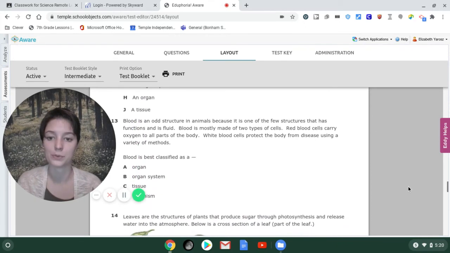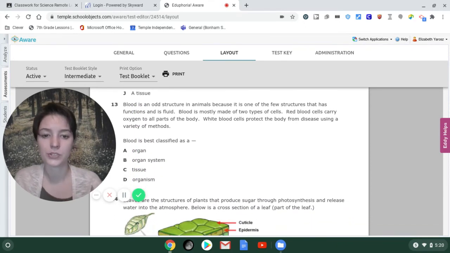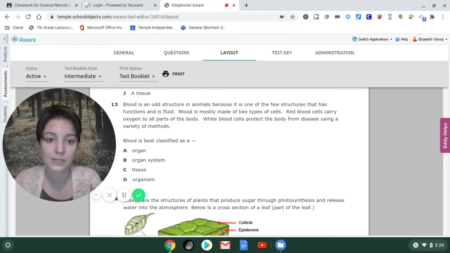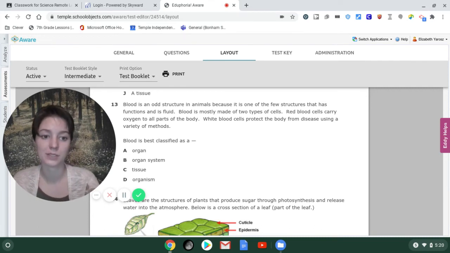Okay, almost done. We got 3 more. Blood is an odd structure in animals because it is one of the few structures that functions and is fluid. Blood is mostly made of 2 types of cells: red blood cells carrying oxygen to all the body, and white blood cells which protect the body from disease using a variety of methods. So we got red blood cells and white blood cells.